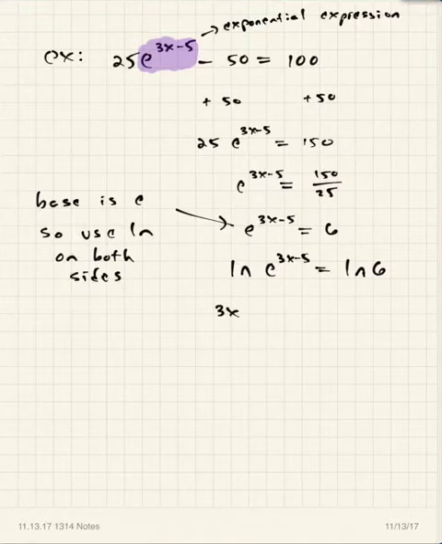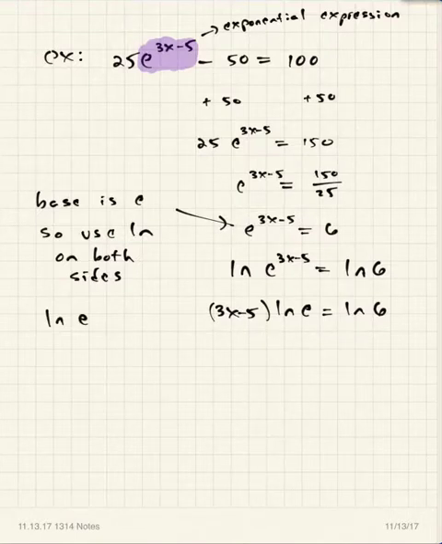So now you use the power rule on logarithms, and you bring the 3x minus 5 down in front. And you have 3x minus 5 times natural log of e is equal to natural log of 6. And then natural log of e, what's that equal to? Don't forget, if you get confused on the natural log, you can always write it as logarithm base e. And remember that this represents the power you would raise e to get e. This is 1. Natural log of e is 1. And so this factor goes away, just like it did on the last problem when we had base 10.